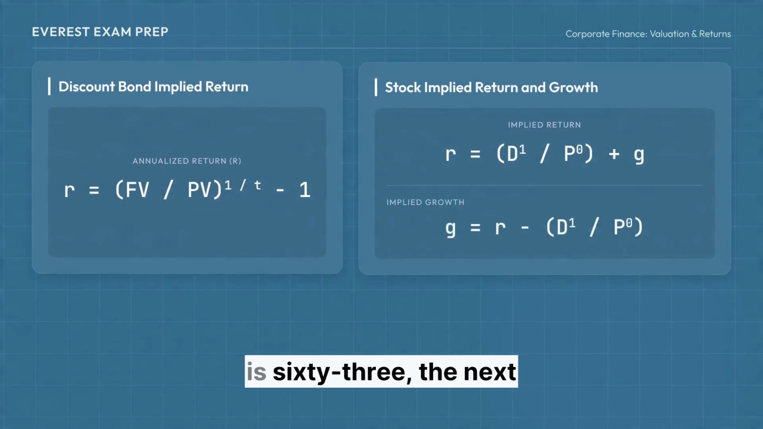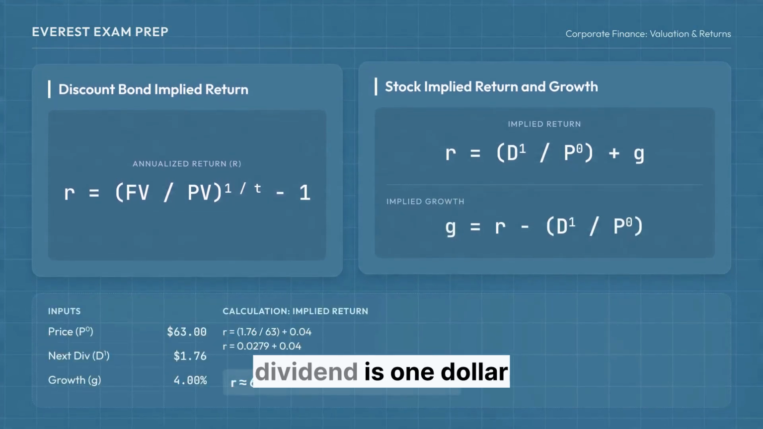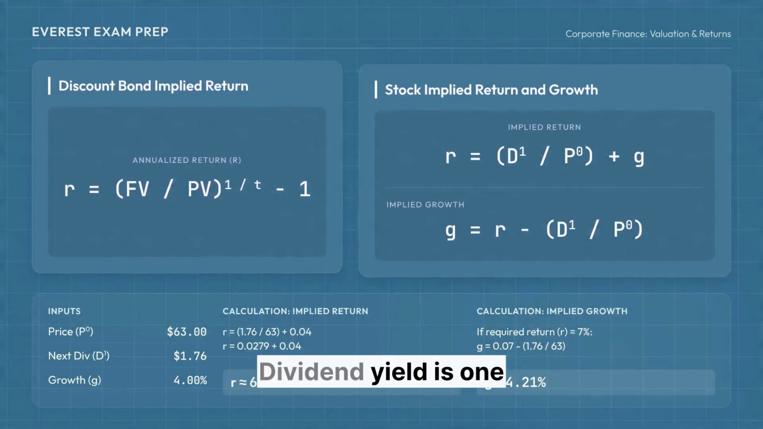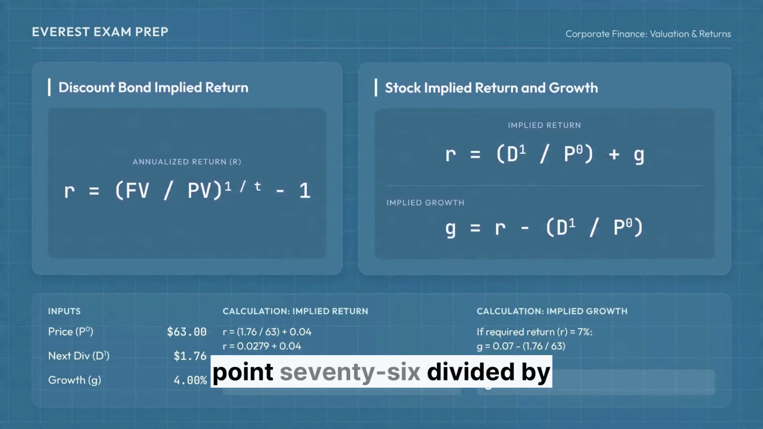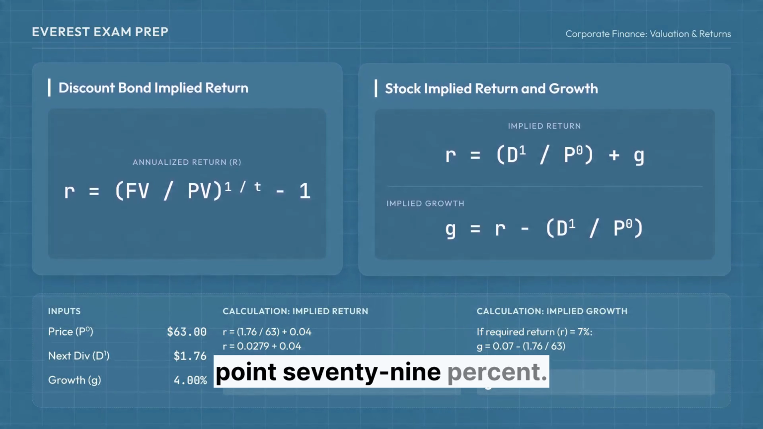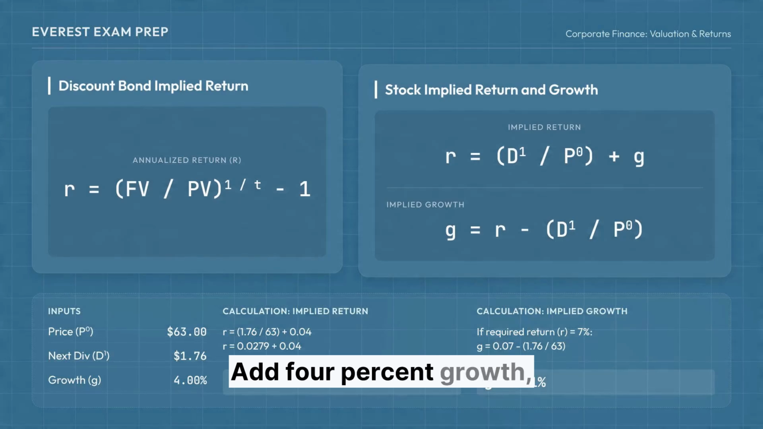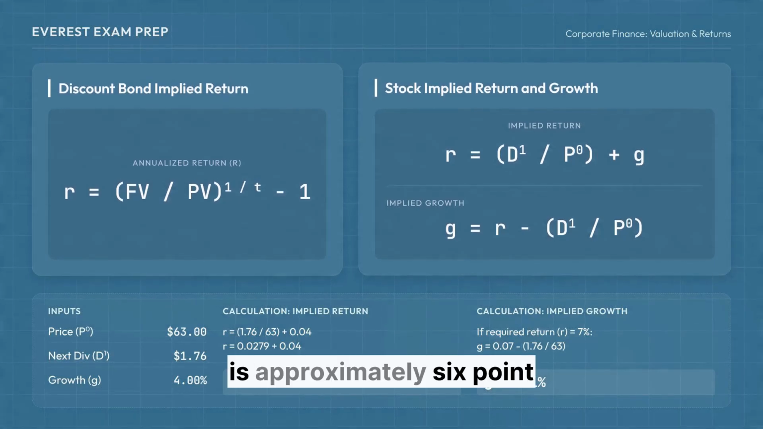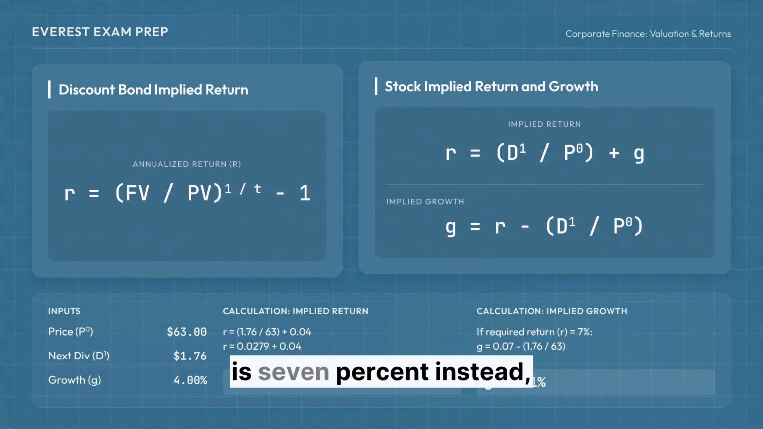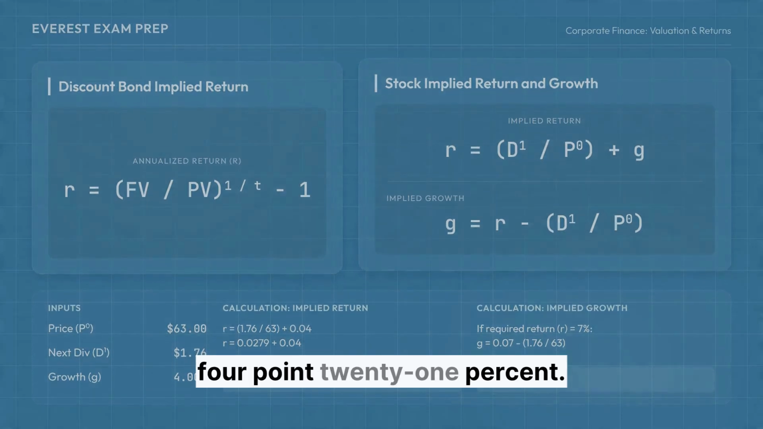Suppose the share price is $63, the next dividend is $1.76, and growth is 4%. Dividend yield is 1.76 divided by 63, or about 2.79%. Add 4% growth, and the implied return is approximately 6.79%. If the required return is 7% instead, implied growth is about 4.21%.